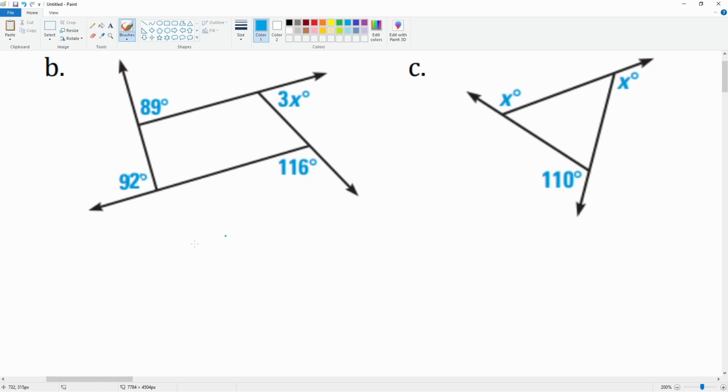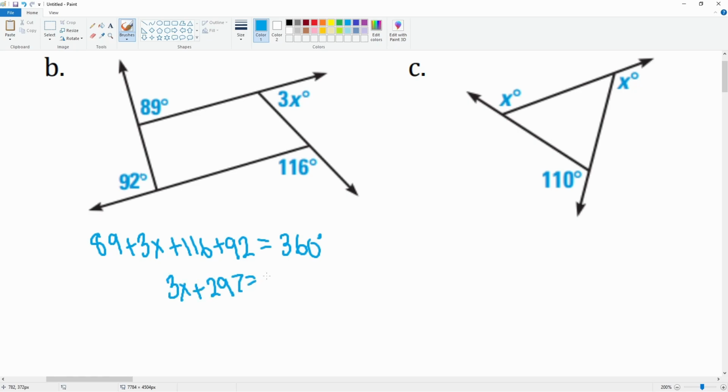B, we know that all the exterior angles here of 89 plus 3x plus 116 plus 92 is equal to 360 degrees. Combine some like terms. 116 plus 92 plus 89 is 297. 3x plus 297 is equal to 360. Subtract 297 from both sides. This gets me 360 minus 297, which is 63 degrees. There's a 3 in front of an x attached via multiplication, so we divide by 3 on both sides. This now gets you x is equal to 21.